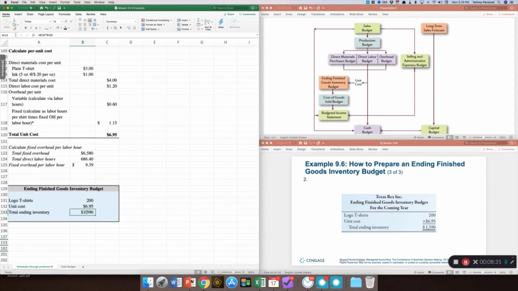And remember, we use this to calculate our cost of goods sold, which is what we're going to get to next.